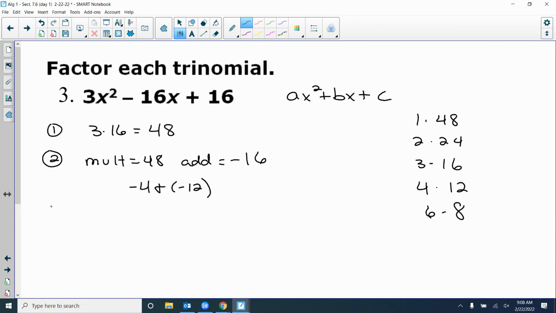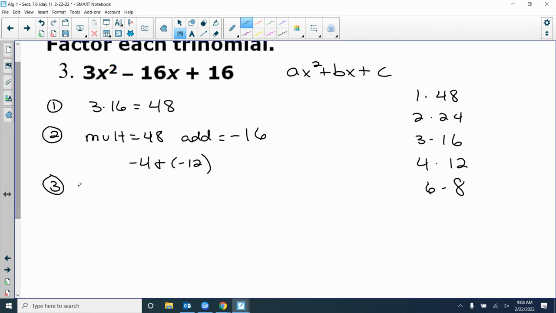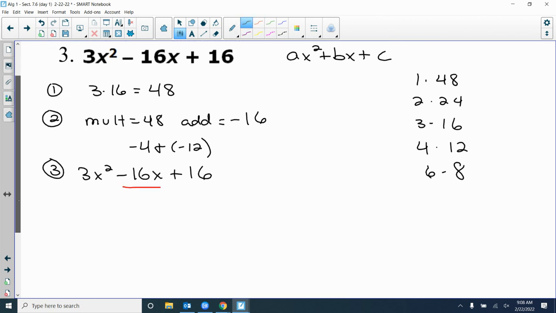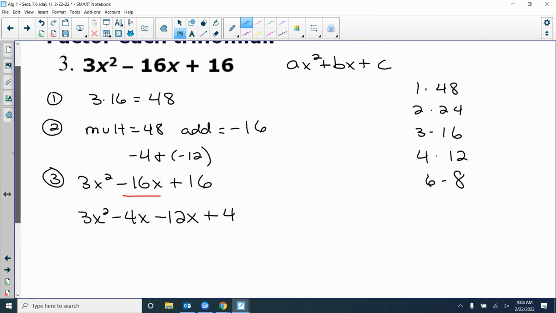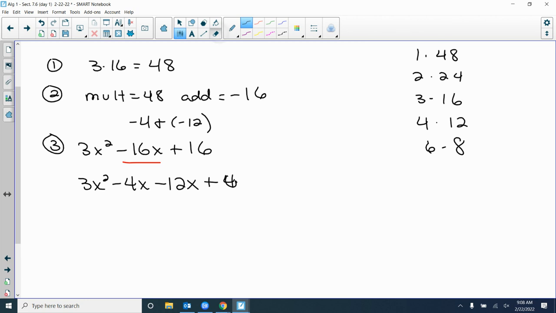So here's what I do now. For step 3, I make this 3x squared. I start with this, I take out the negative 16 and I put those two in its spot. So I make it 3x squared minus 4x minus 12x plus 16.